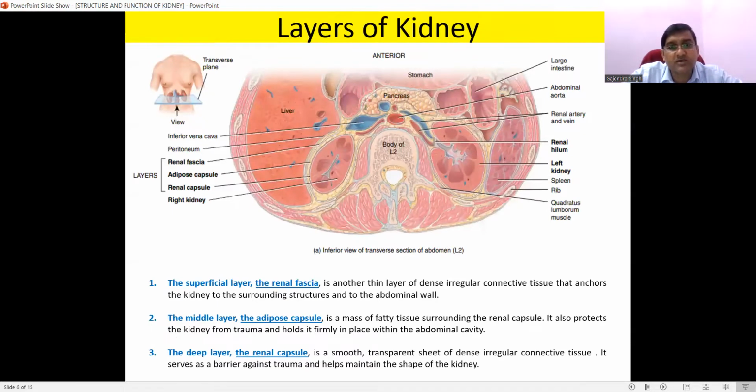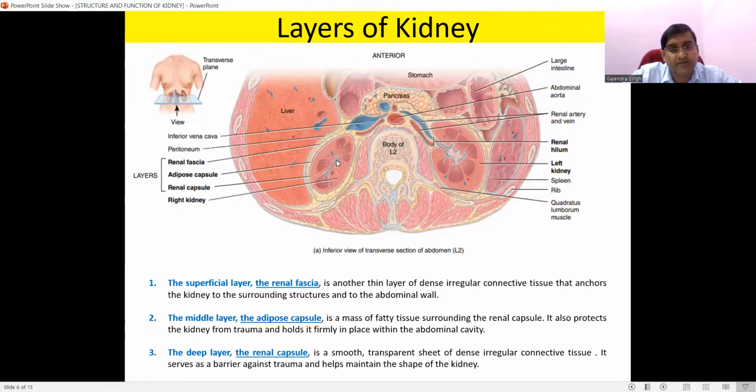Then the layers of the kidney. If we cut a transverse section of the kidney, as you can see here in the corner, we can see the presence of the kidney along with some other visceral organs in the abdomen. The kidney present on the right side is known as the right kidney, and the one present on the left side is known as the left kidney, as we have discussed earlier. We can also see in this cross section that the liver is situated in close proximity to the right kidney.